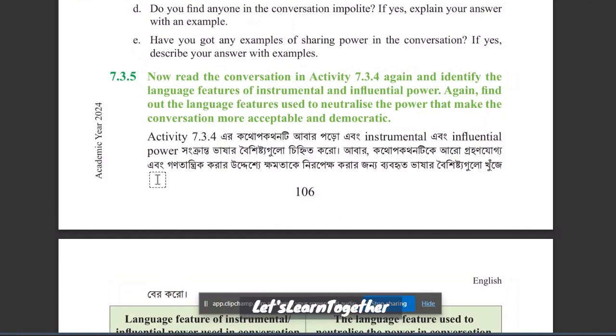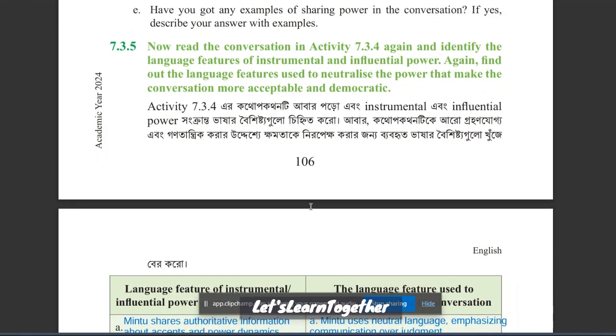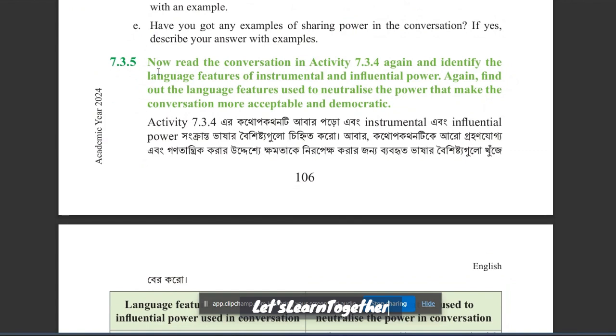Let's learn together. So today we will be solving activity 7.3.5 of the English book of class 9, and you can see this activity is on page 106. So let's see what we have to do in this activity.